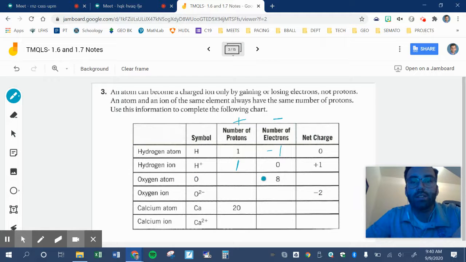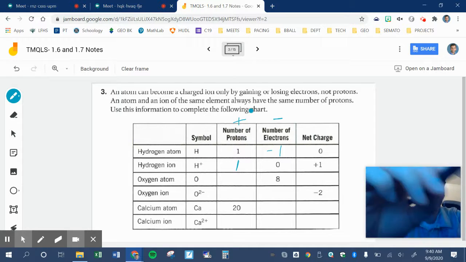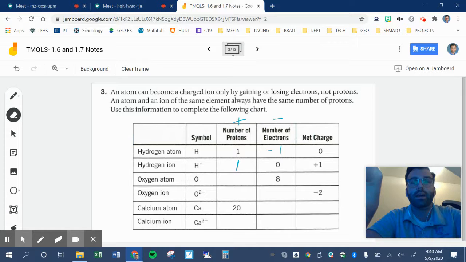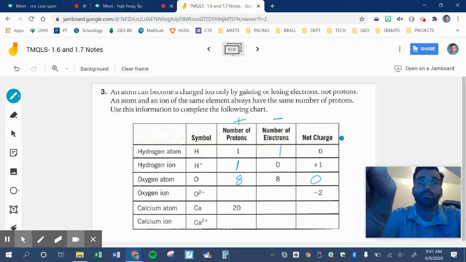If I know that the oxygen atom is 8, look, there's no positive or negative here, so the number of electrons is going to be 8. I don't know why I put that. You don't need to really put this negative here, actually. Then my number of protons also has to be 8 to get a 0 net charge because there's nothing here.